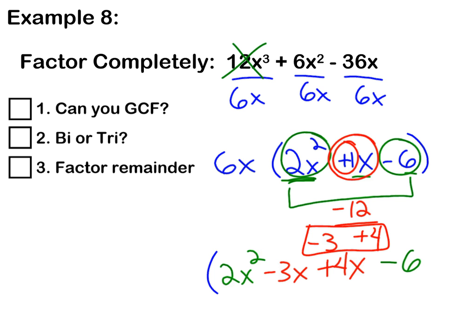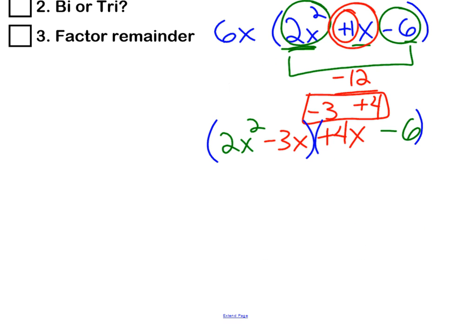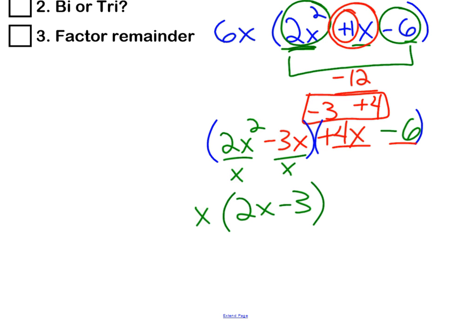I then group in pairs of 2. Now that we're in pairs of 2, we're going to go ahead and greatest common factor each parenthesis. On the first one, I can go ahead and take out an x from both terms. That's going to give me 2x minus 3 left over. I'm then going to take out on the second one a positive 2. That is going to leave me with 2x minus 3.